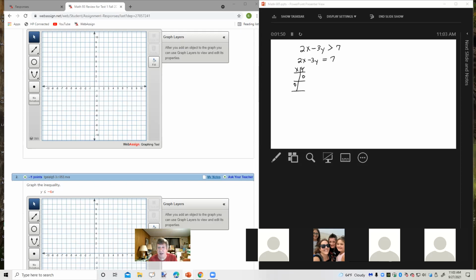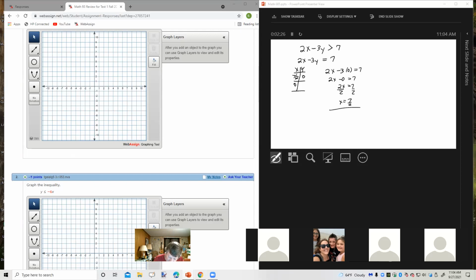I tend to use the x and y intercepts unless the line goes through the origin, in which case I'd have to pick a different point because otherwise I'd get 0, 0 and 0, 0. So for this, if y is 0, I've got 2x minus 3 times 0 equals 7. 2x minus 0 equals 7. 2x equals 7. x equals 7 halves. Any questions about how I got that?